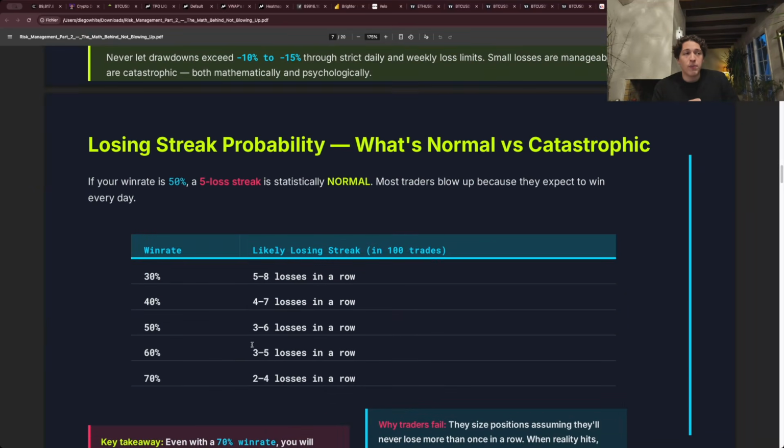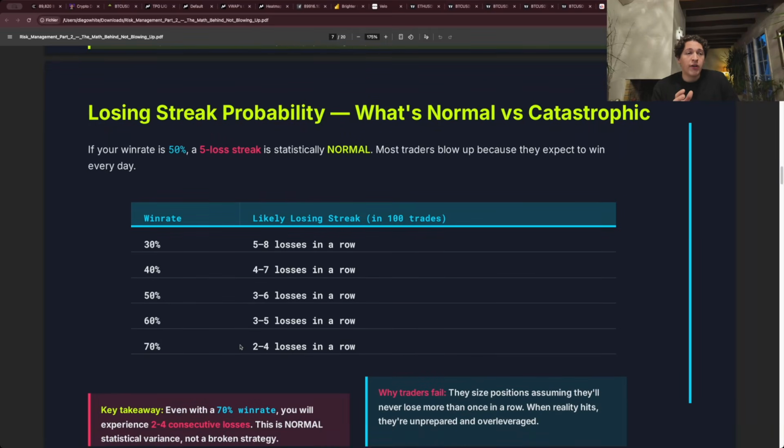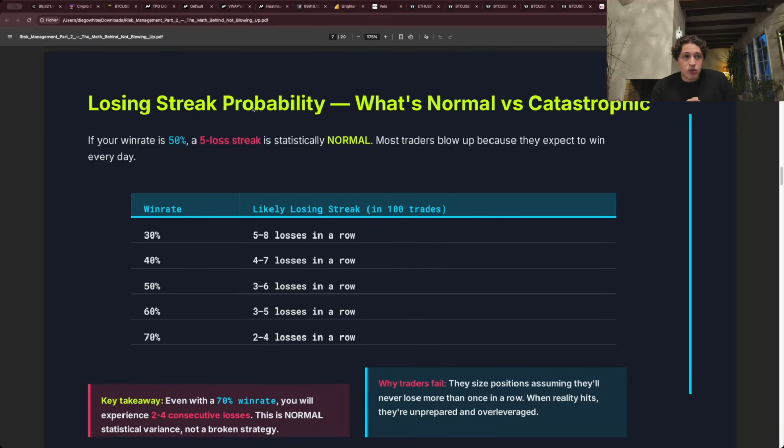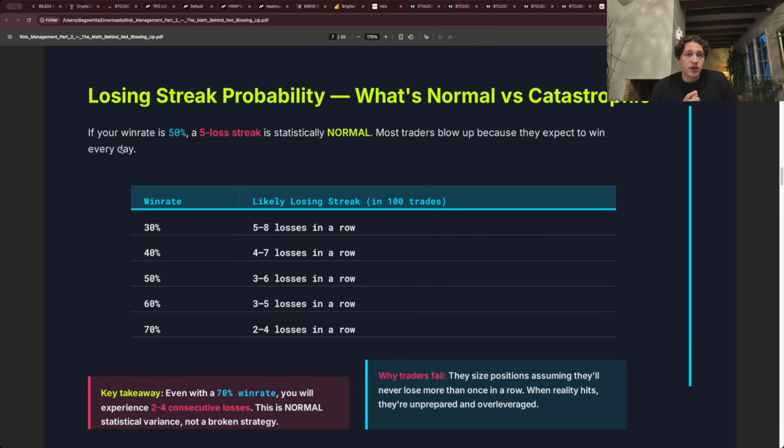Now, there is something very important that we need to think about, which is the losing streak probability, okay? And what's normal versus catastrophic. So, if your win rate is 50%, a 5-loss streak is statistically normal within 1,000 trades, okay? Simple.